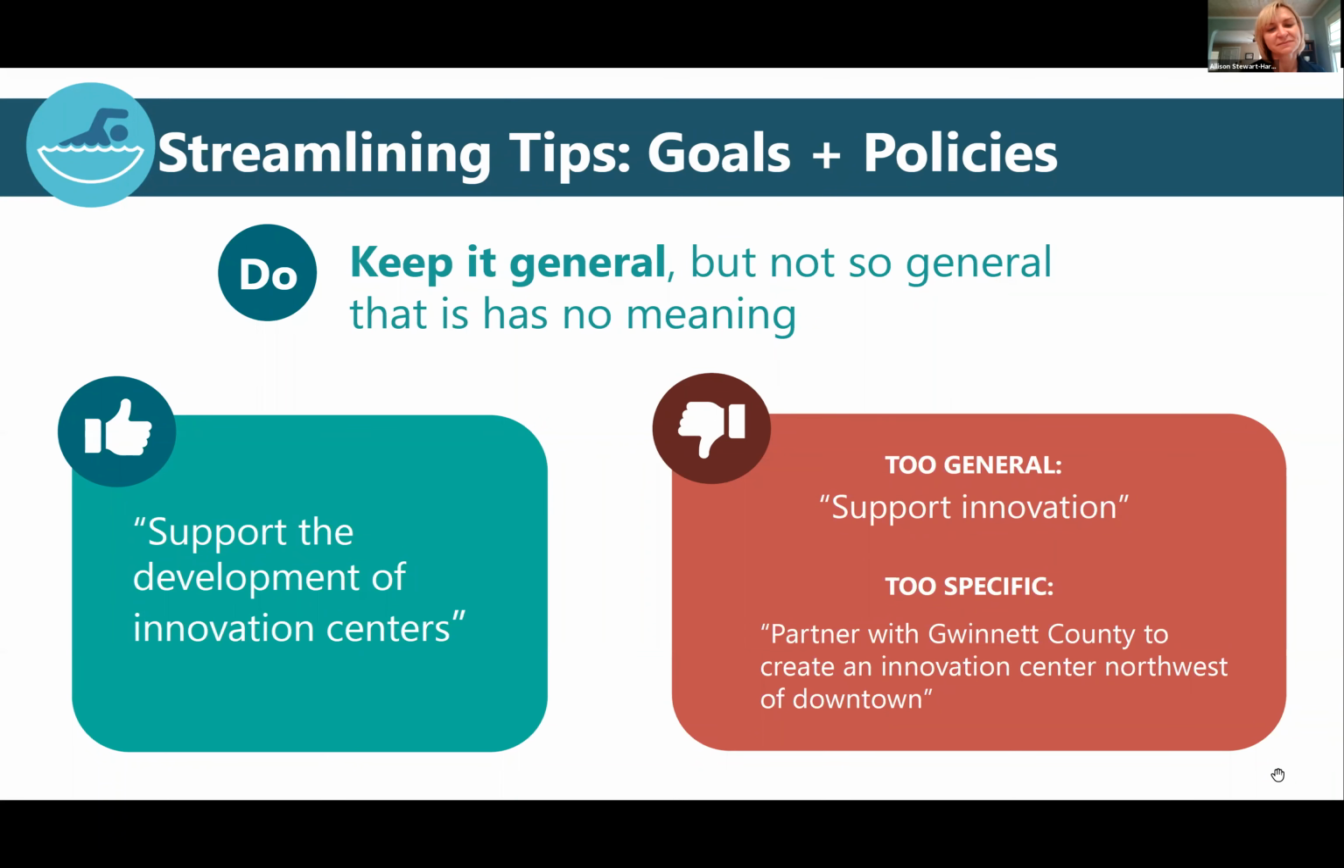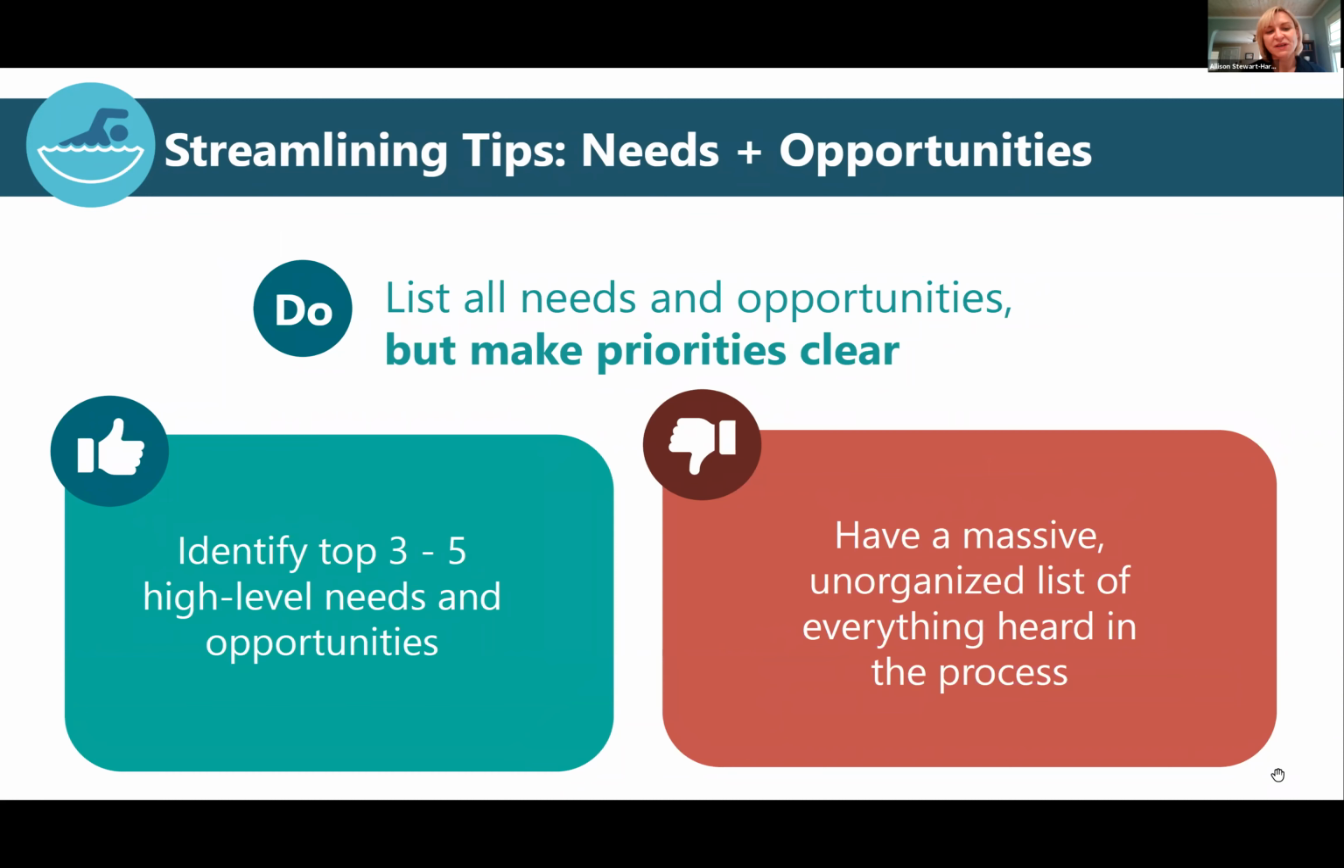For your needs and opportunities, this kind of goes back to that distillation slide. It's good to list all the needs and opportunities that come out in the process, but really try to make those priorities clear. So we would recommend identifying the top 3 to 5 high-level needs and opportunities that really consistently bubble up throughout your planning process, and try to avoid that massive disorganized list of everything that you've heard in the process.